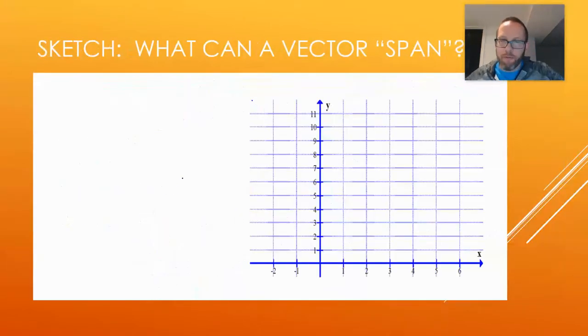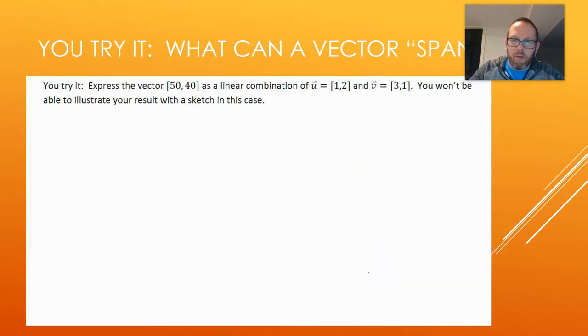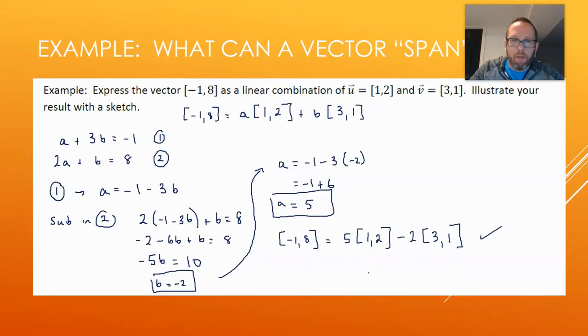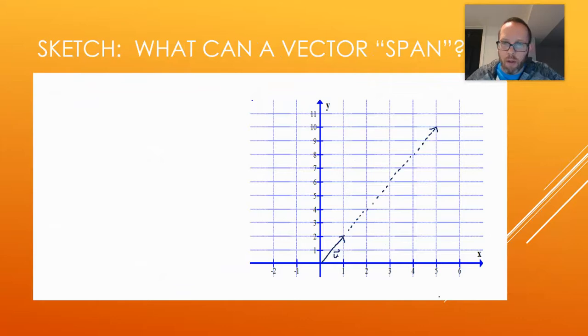So here's 1, 2. I'm not going to use a ruler here, but that was vector U. So 5 times 1, 2 goes out here, there's 5 times 1, 2. Now vector V was 3, 1, looking like so. That was vector V. And -2 times that will go back in the opposite way. So there's one of them backwards, and then another one.